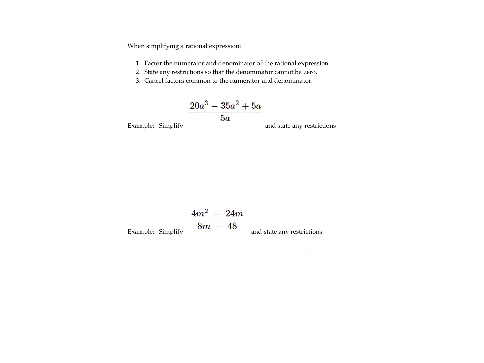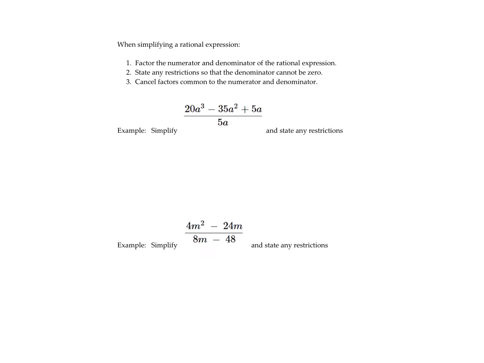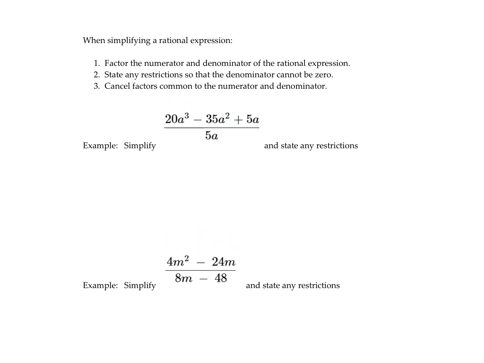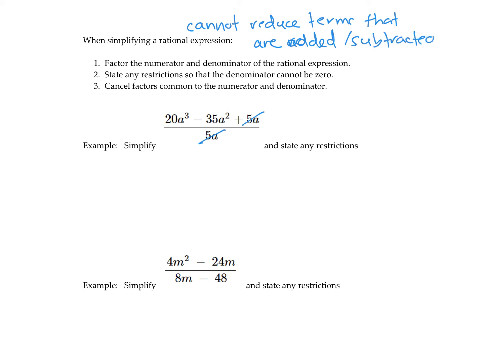Okay, so when we're just simplifying one term, rational expressions, the first thing we want to make sure is that everything is factored. One thing you cannot do is something like that. You cannot reduce terms that are added or subtracted. That is a big no-no. Cannot reduce terms that are added or subtracted. It has to be factored. You can only reduce terms that are multiplied. So that means we need to factor.